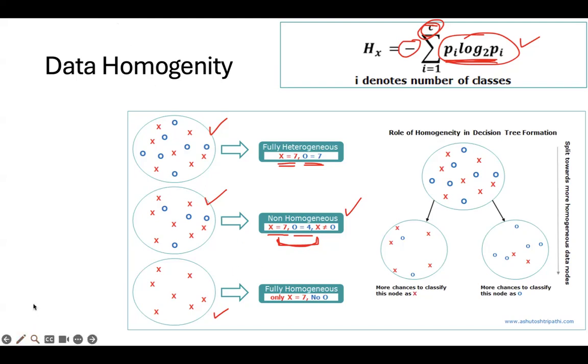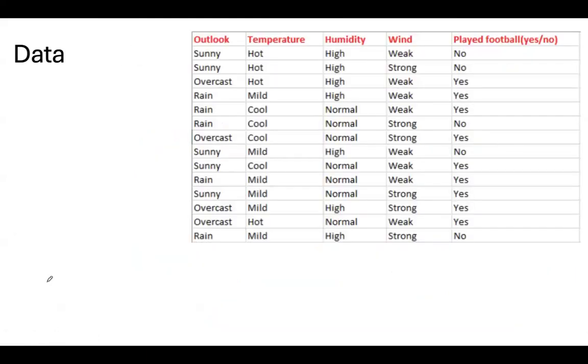Okay, so let's go to an example now and see how this actually works out. Here I've got a table, and this table is primarily of playing football versus not playing football. Should I play football or not? I have to decide based upon some parameters: outlook, temperature, humidity, and wind. I want to decide whether I should play tennis or not. This is what I want to decide.